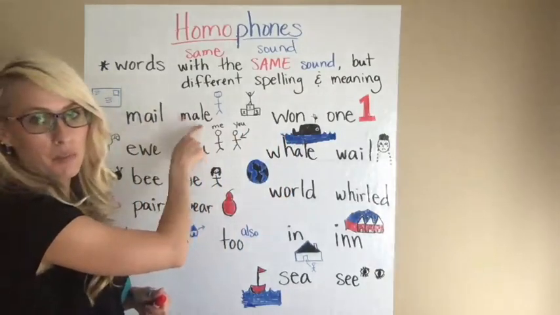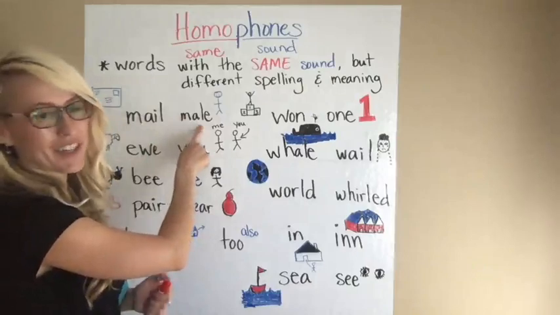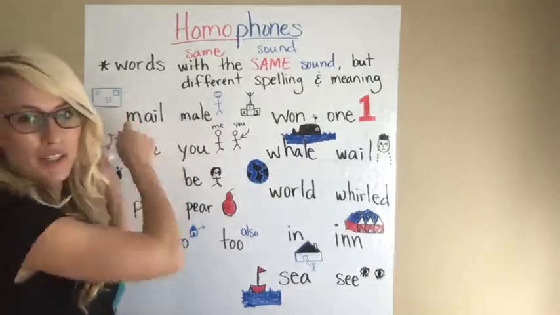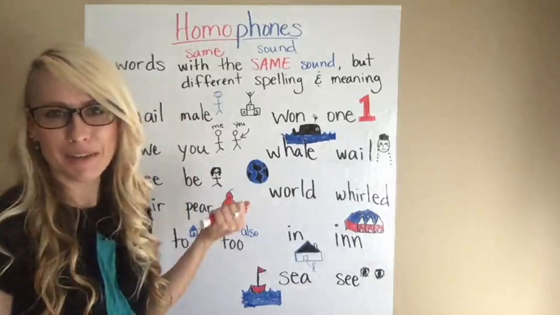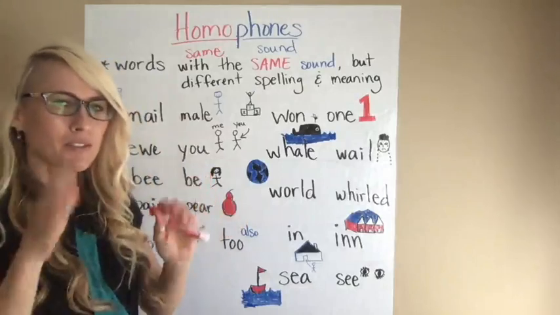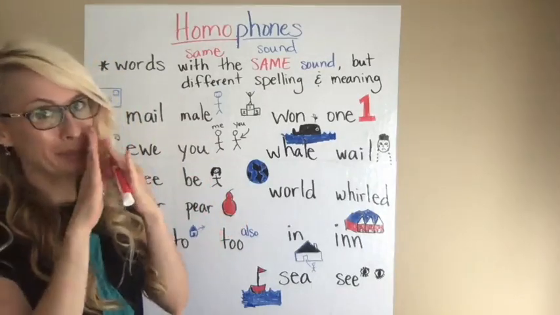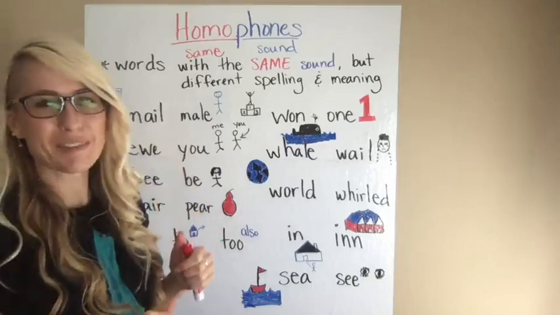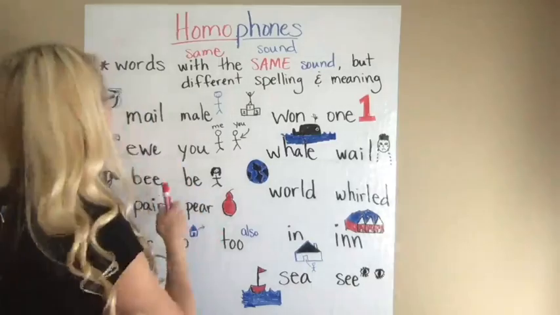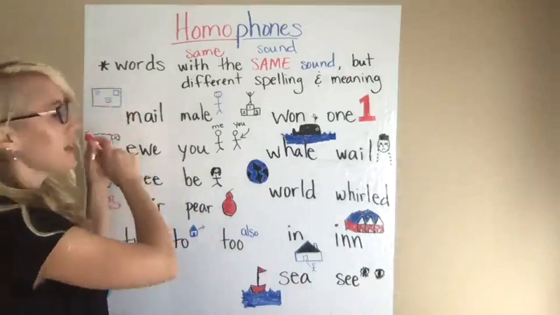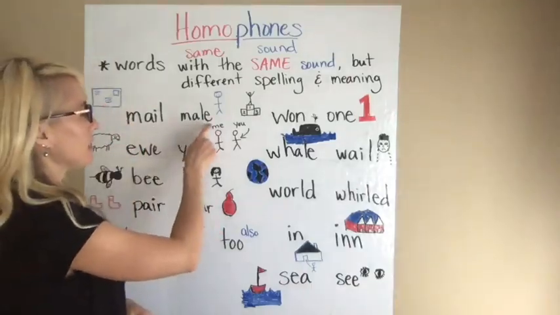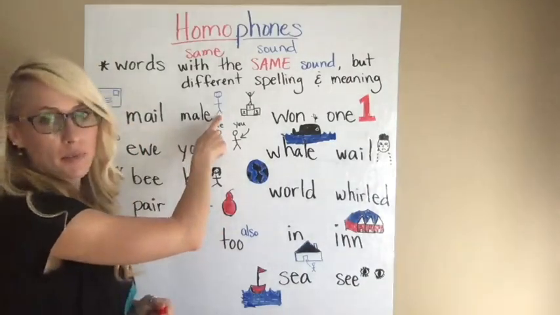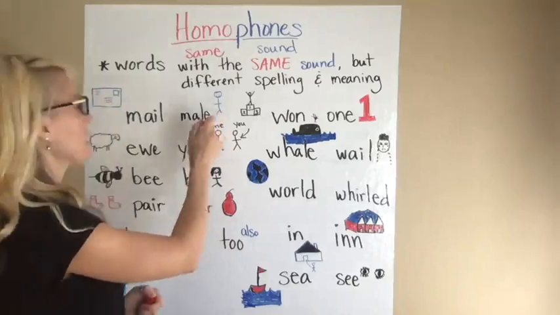Male, I know, it's confusing. Okay, so mail is like a letter you get in the mail. If you get letters in the mail, maybe your parents or your guardians get mail or bills in the mail, bills that they have to pay. So mail is like a letter you get, right? And then M-A-L-E, male, opposite of female, a boy or man, right?